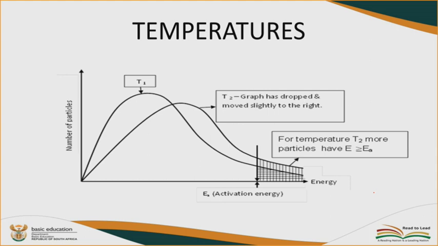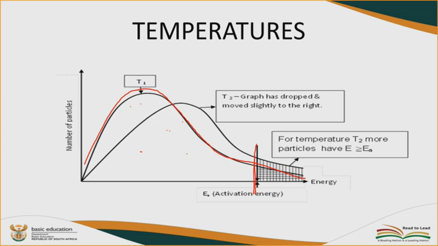What is happening here, you have got T1. This is your T1. At this point, you have particles that have energy. What does that mean? It means these particles that are below the surface, they don't have enough energy. So what happens when you increase the temperature? Grade 12, in the examination, you will be expected to draw these 2 graphs on the same axis.